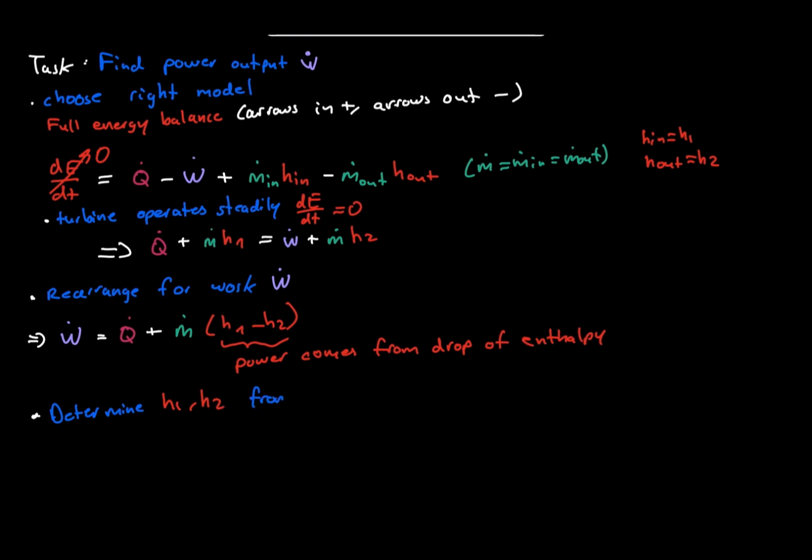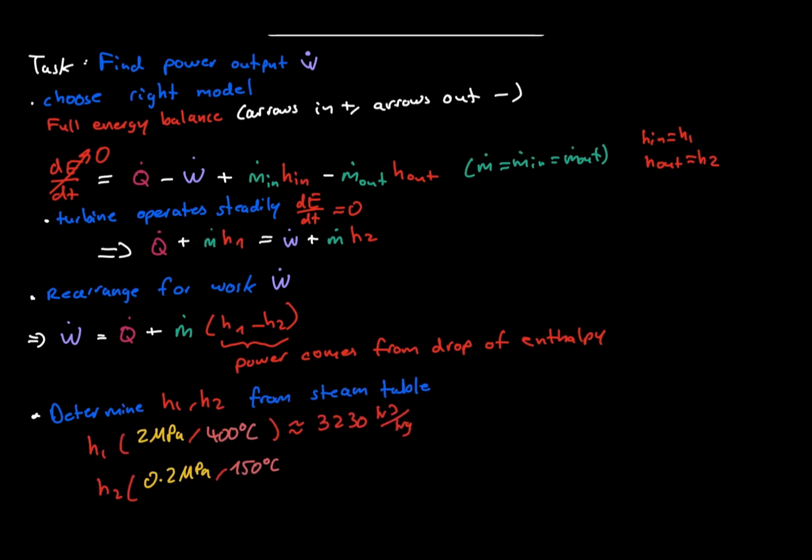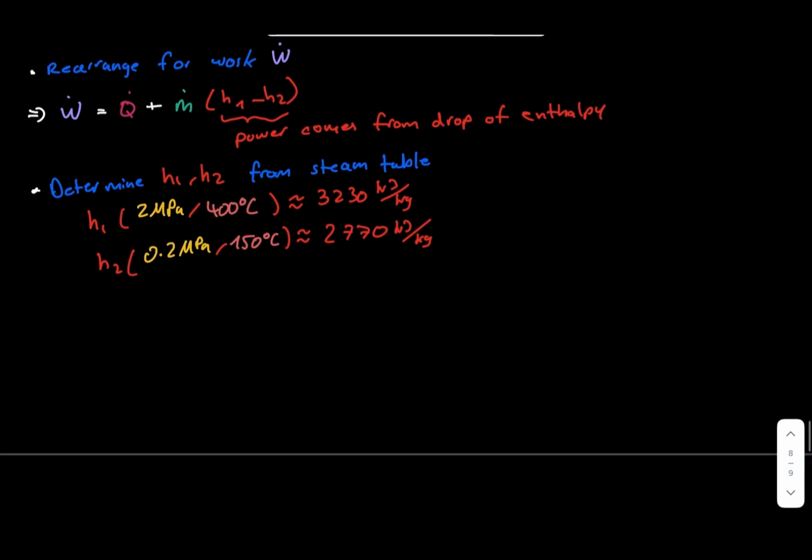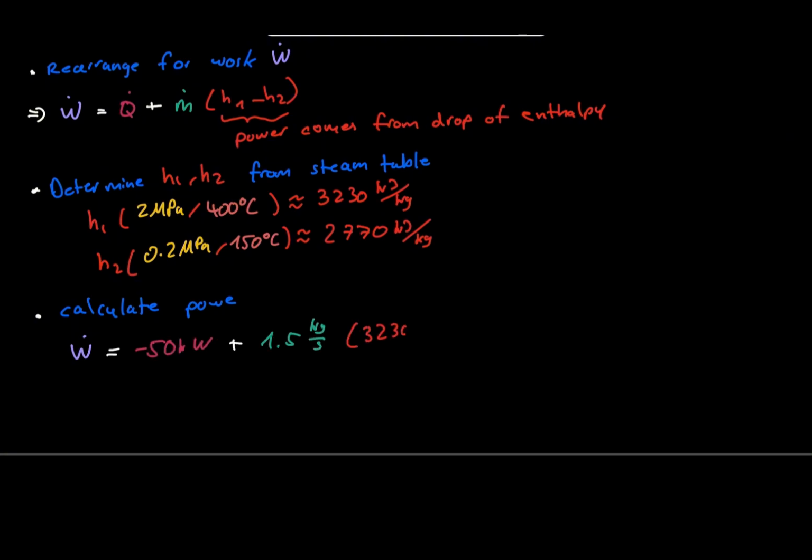Next, we go to the steam tables. We read the enthalpy values at the inlet and outlet states. These values are not calculated here. They are taken directly from the tables. Once we have these values, we plug them into the equation. We multiply the mass flow rate by the difference in enthalpy and include the heat loss. This gives us the power output.